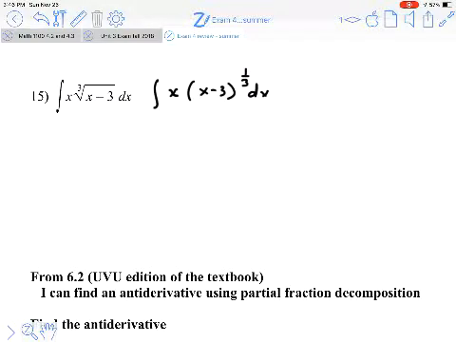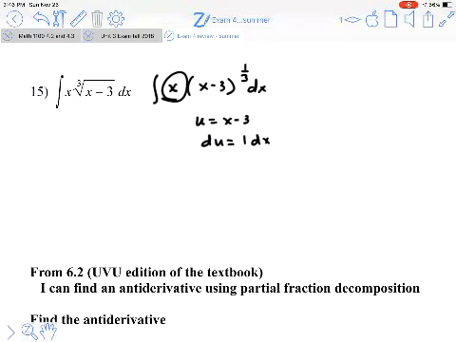If we want to do u substitution with the general power rule, then typically we let the inside function be our u. So we would have u equals x minus 3. That means du is 1 dx. The problem is we have that extra x right there that we can't account for. So u substitution using the general power rule doesn't work on this problem. We've got to use integration by parts.